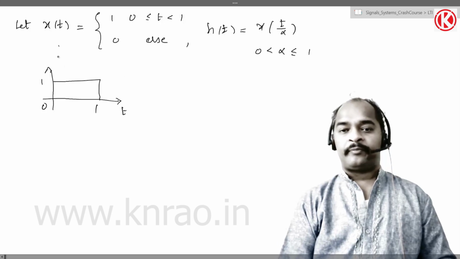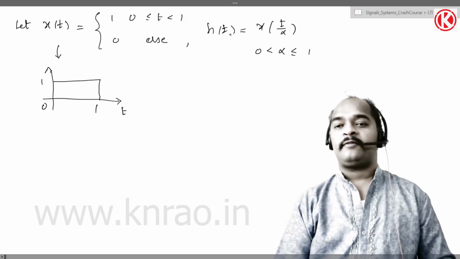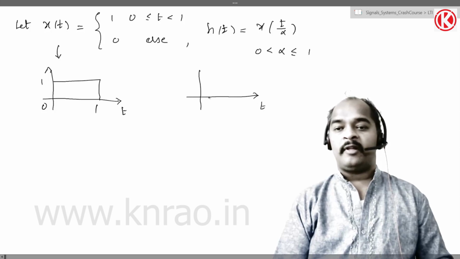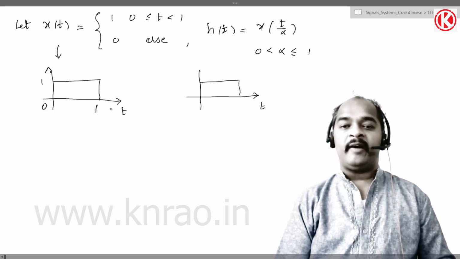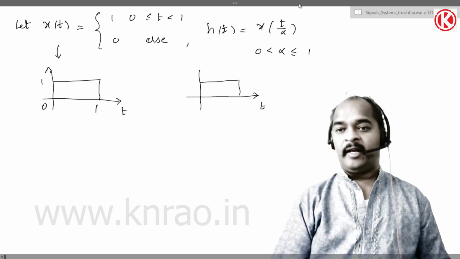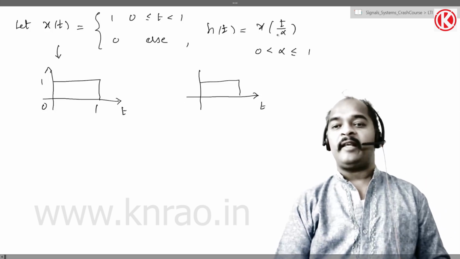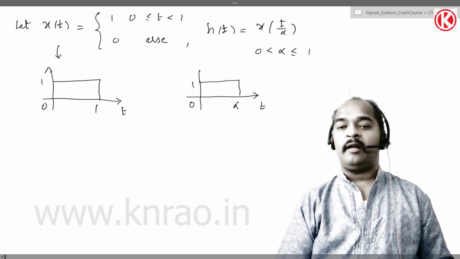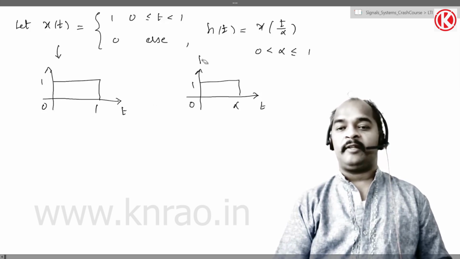Okay, and what is h of t? h of t is x of t by alpha. How do you plot that here? You plot that by scaling the time axis by 1 by alpha, right? This is a time scaling operation where a is 1 by alpha. So what do you get? You get 0 to alpha. So this is our h of t.